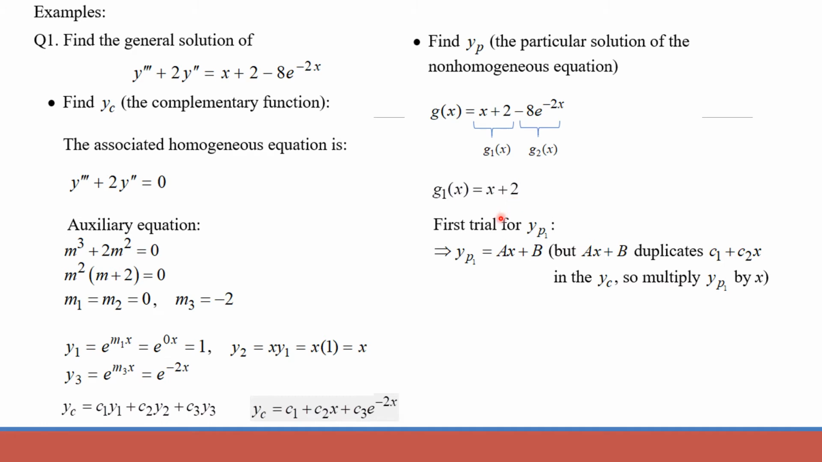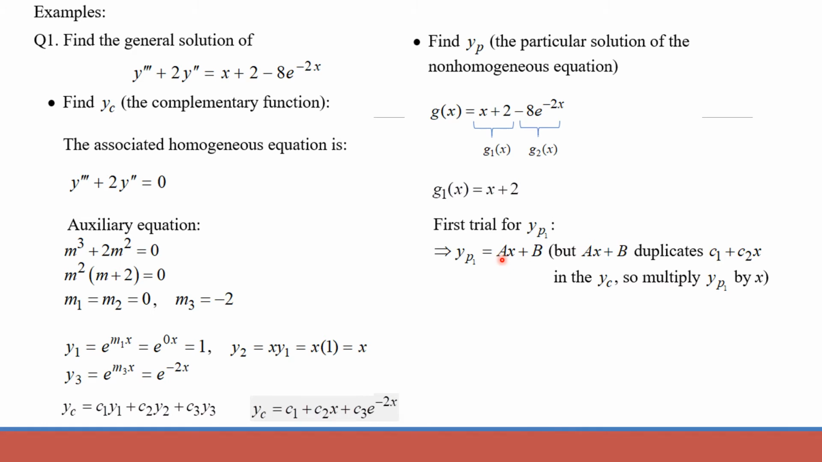Now I'm going to find the trial particular solution yp1. So I write this as my first trial. I want to check whether my first trial can be used or not. So this is what I'm going to start with. g1 of x is a linear function. Therefore, yp1 must also be linear. Linear, linear. So you write down ax plus b. Now let us look at case number 2. Case number 2 says that if there is a duplication between the yp and the yc, then you have to multiply the yp by x. Now let's check whether there's a duplication between this yp1 with the yc.